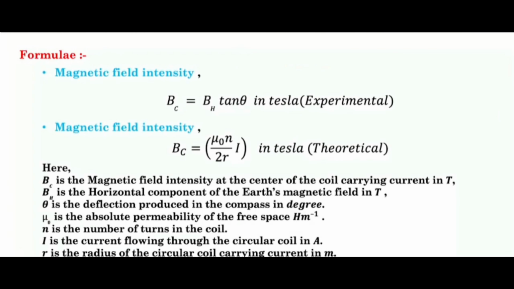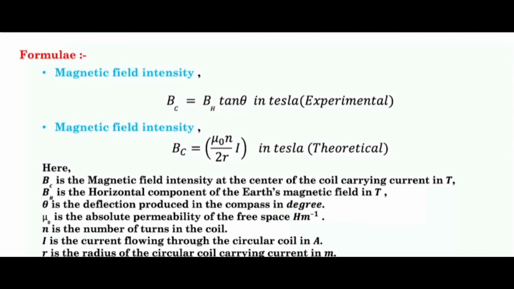The objective of this experiment is to determine the magnetic field at the center of the circular coil by the deflection method. The formula to find the magnetic field intensity at the center of the circular coil, by theoretical as well as experimental methods, is as shown. Here, Bc stands for the magnetic field intensity at the center of the circular coil.